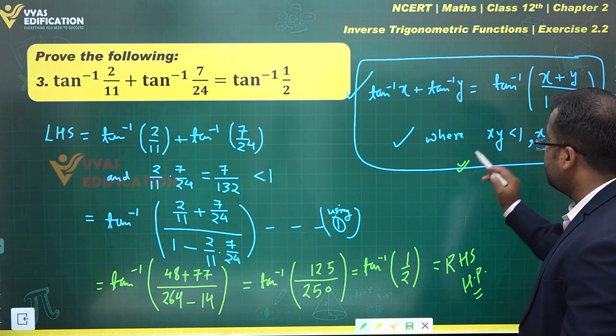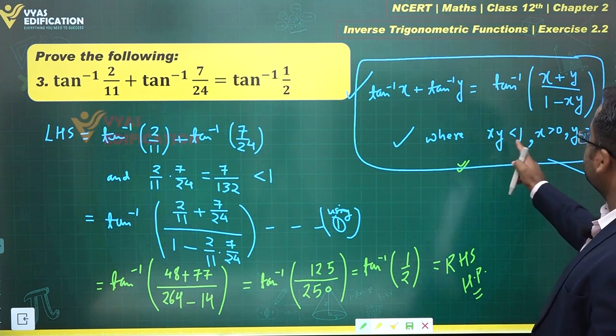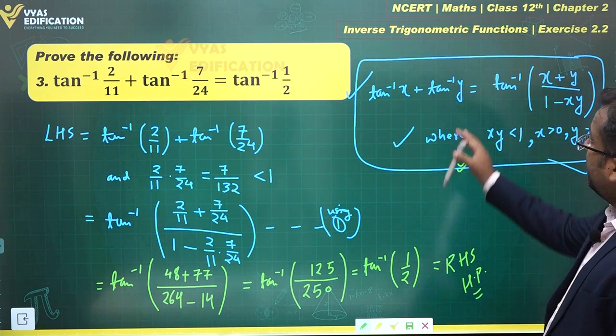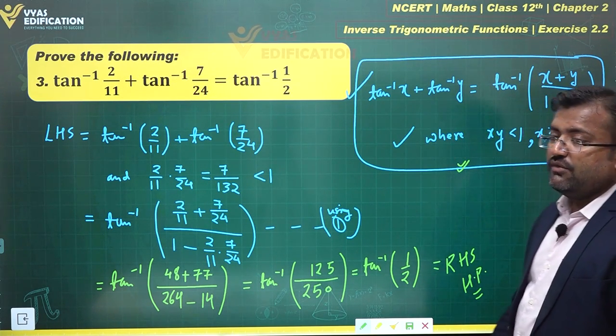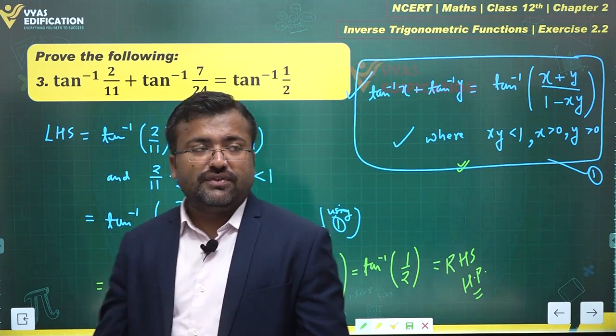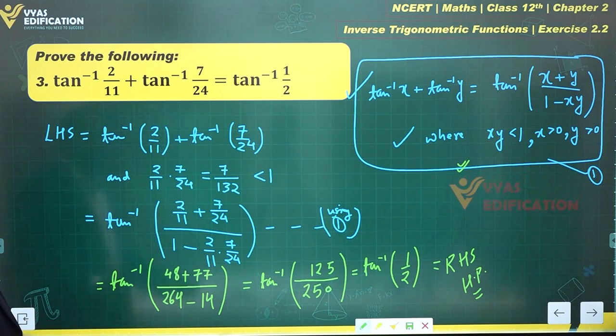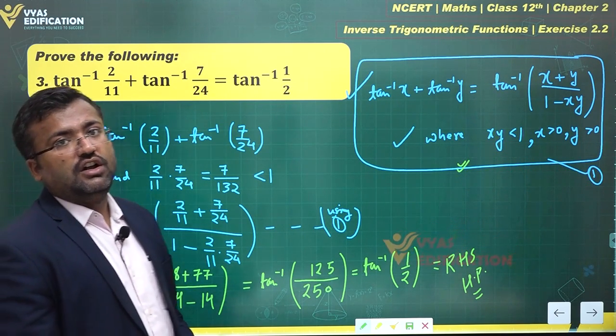With the help of this result, x greater than 0, y greater than 0 and xy less than 1, if this is true, then the expression tan inverse x plus tan inverse y is equal to tan inverse of x plus y over 1 minus xy. Let me move aside so that you can take a look at this complete solution. And that is all for this question.